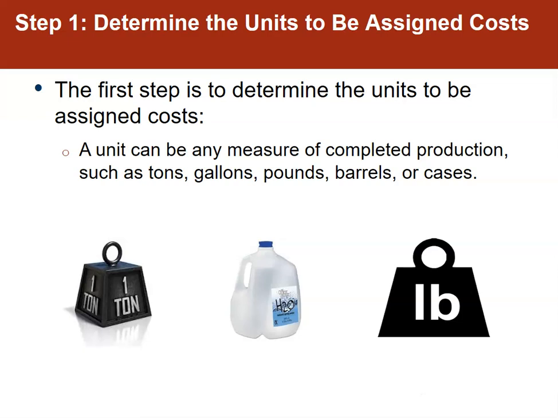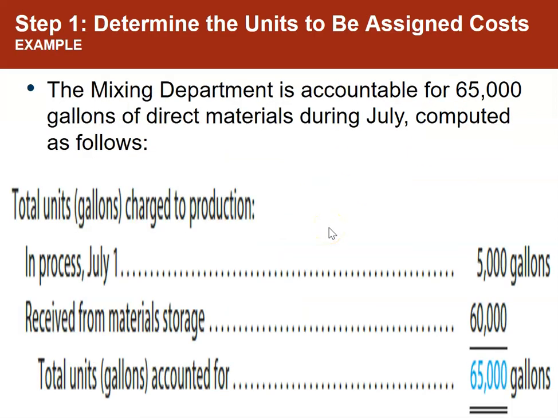So we have more than 3 tons, but nowhere near 4 tons. We would say 3.2. We can do the same thing for gallons, pounds, barrels, cases, whatever the case is. Most of our language that we're going to use is just going to be the word unit. We're going to be determining equivalent units. So we're on step one, and it says determine the units to be assigned costs.